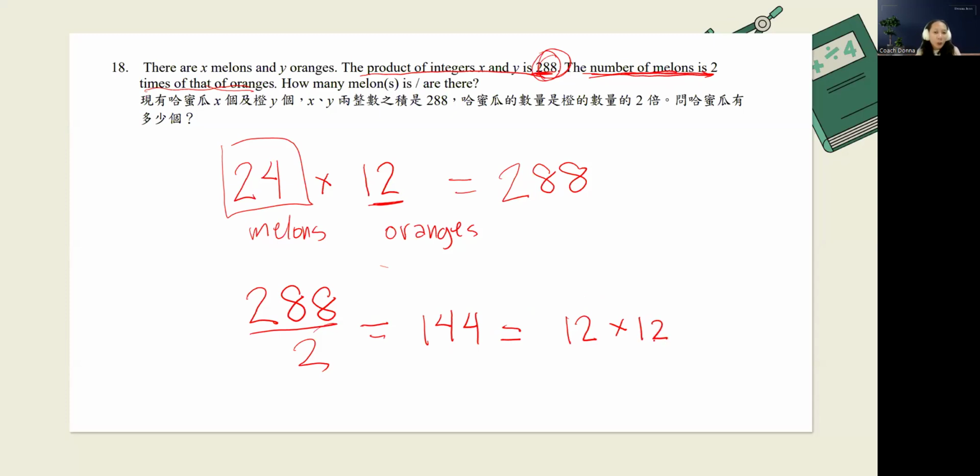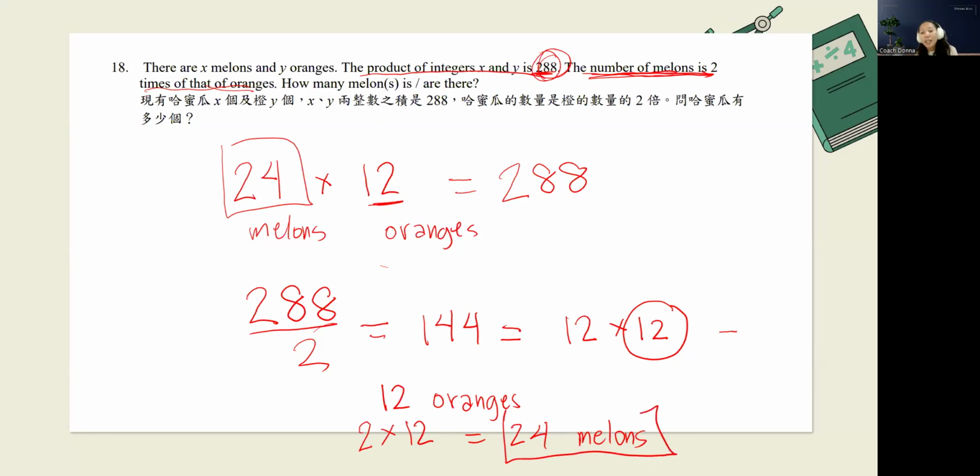So if you have 12 times 12, that means 12 is the number of oranges. I would appreciate it if you can let me finish. Okay? 12 oranges, but our question is melons, right? You know that the number of melons is two times that of oranges. So 2 times the number of oranges, which is 12, is 24. So that means we have 24 melons.